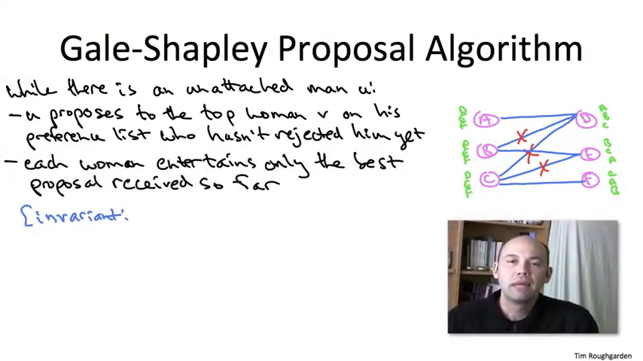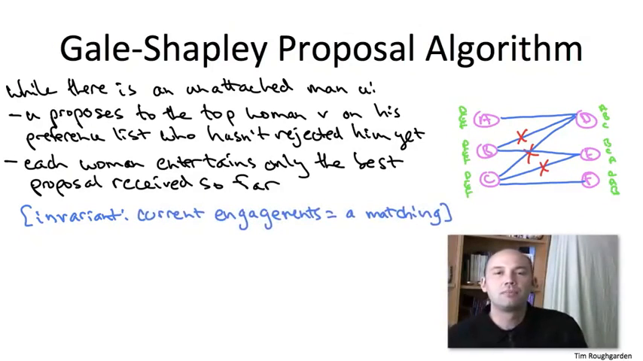Notice this algorithm maintains the invariant that the current set of engagements is a matching. Not necessarily a perfect matching, but a matching. That is, at any given time, a man is engaged tentatively to at most one woman, and every woman is tentatively engaged to at most one man.